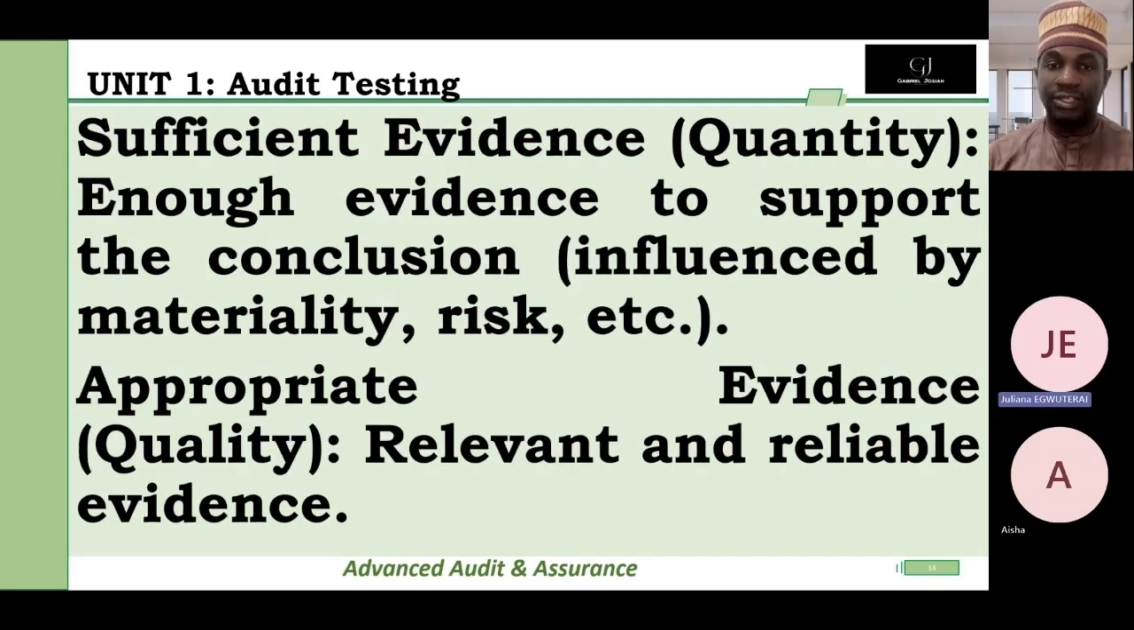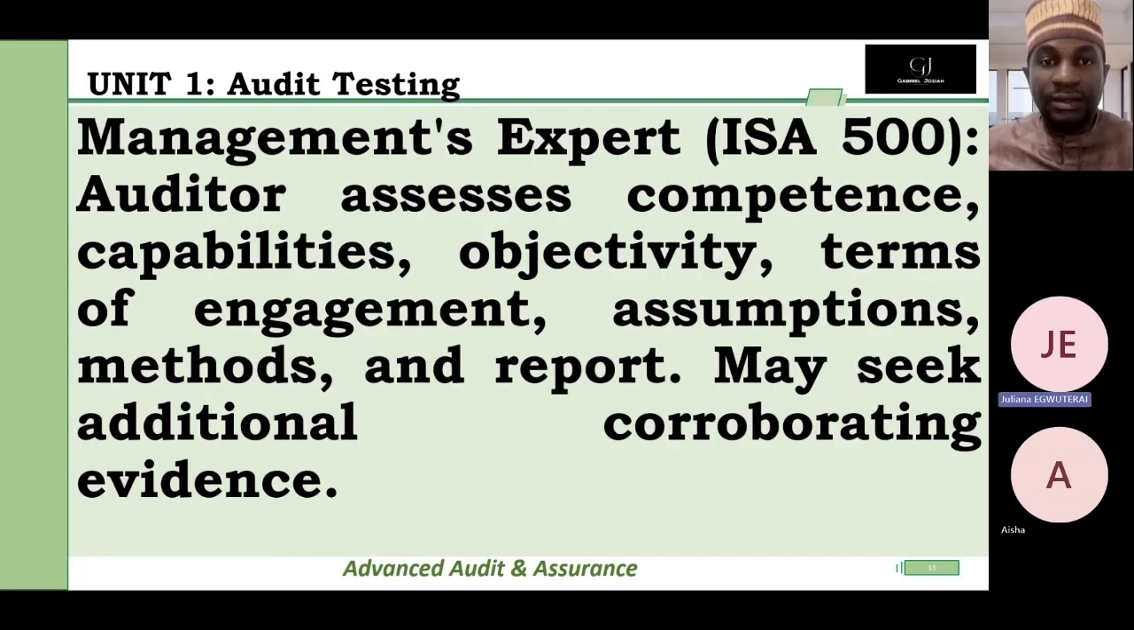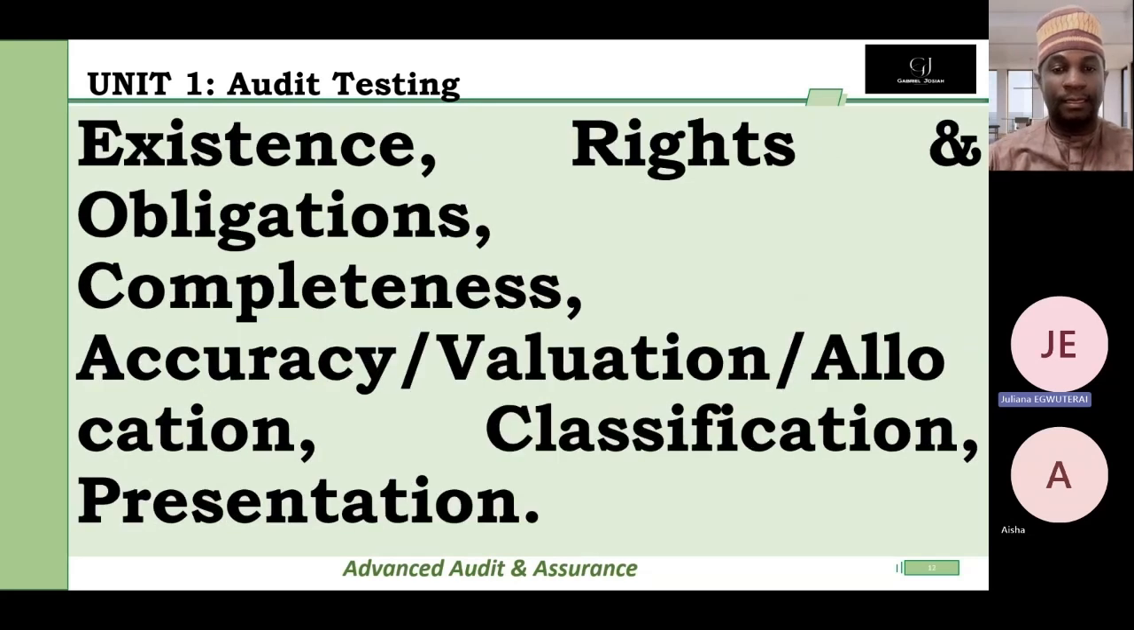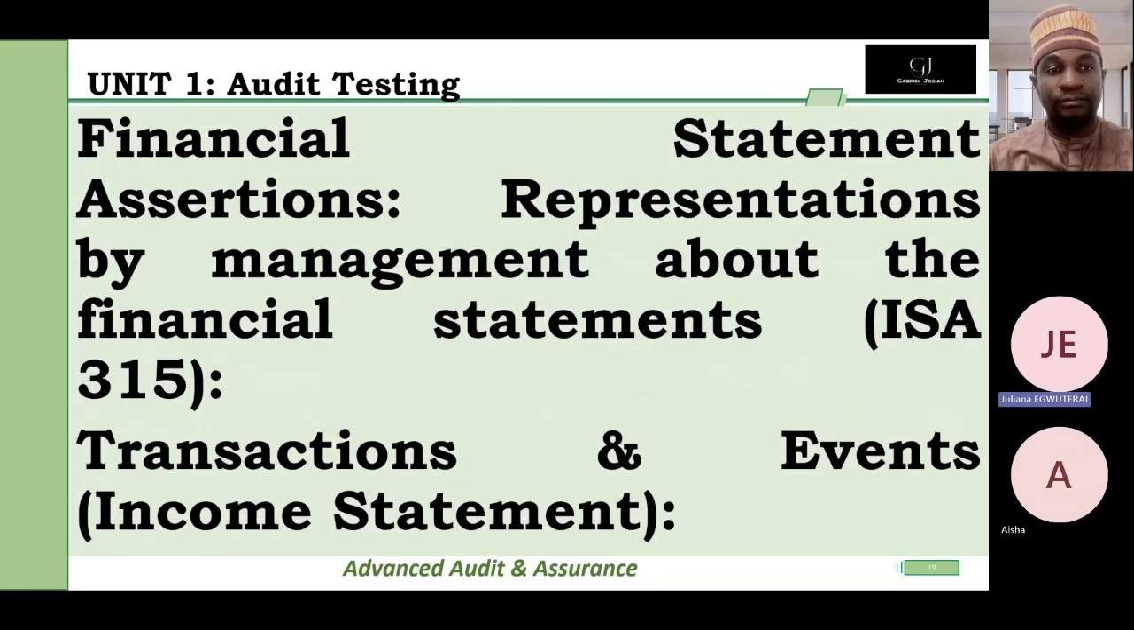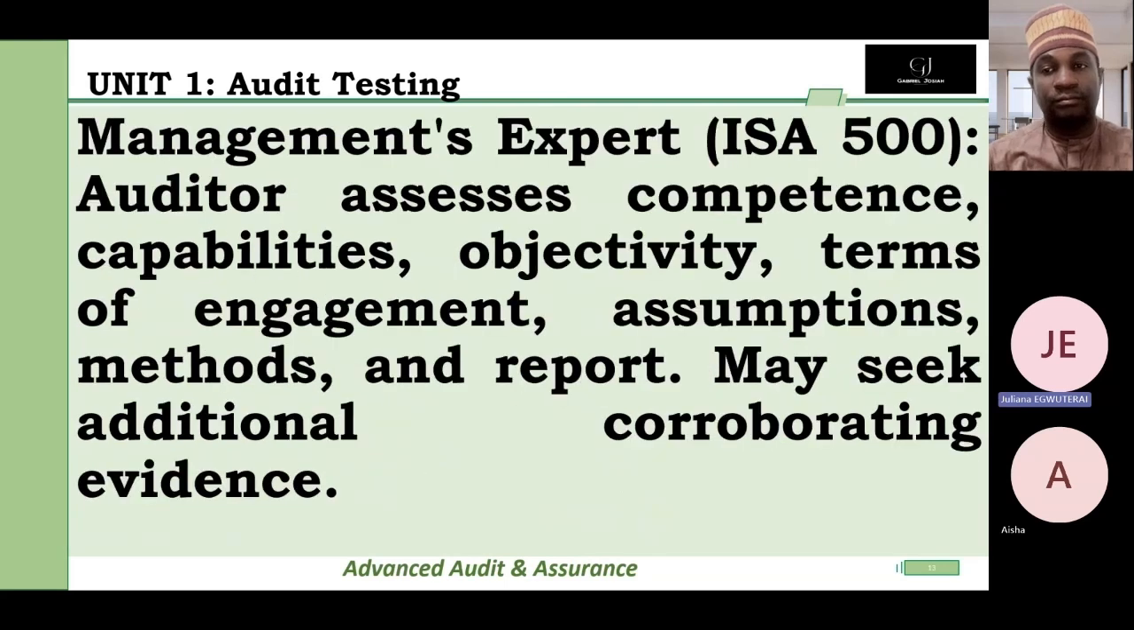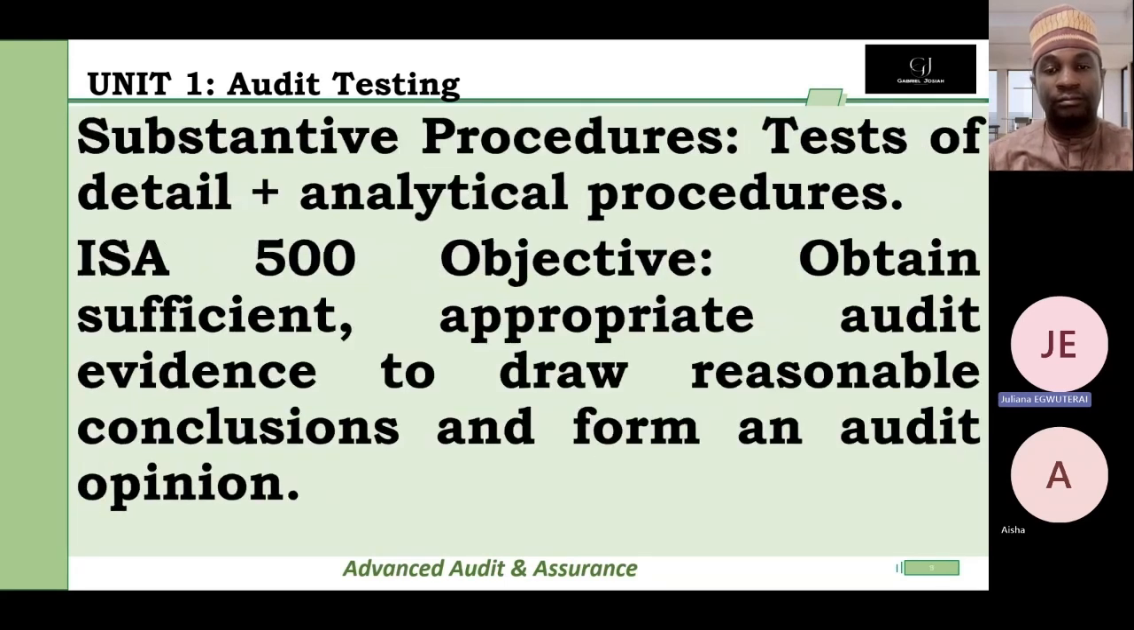Excuse me, sir. Yes. Excuse me, sir. I say ISA 500. You said it's obtain sufficient, appropriate audit evidence to draw reasonable conclusion to form an audit opinion. And he also stating here, expert. Go back to the slide. Management expert. Is it also ISA 500?